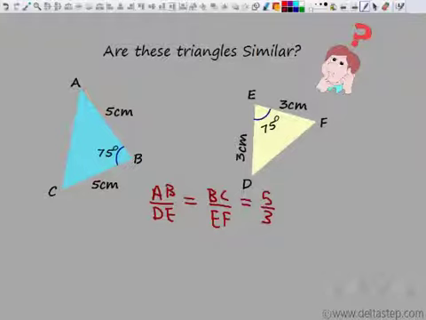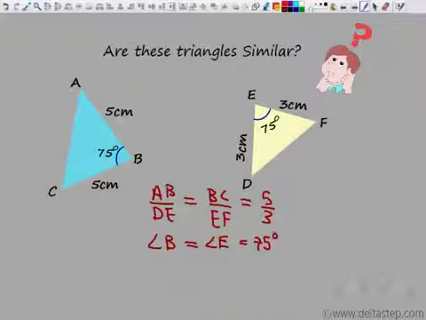With this, I also know that the angle which is included between them, that is angle B, is equal to angle E. Angle B and angle E are equal, which is 75 degrees each. So a pair of corresponding sides are proportional. The ratio is equal, 5 by 3, 5 by 3. The angle which is included between them is also the same, 75, 75. Hence I can say that triangle ABC is similar to triangle DEF by SAS, side, angle, side.